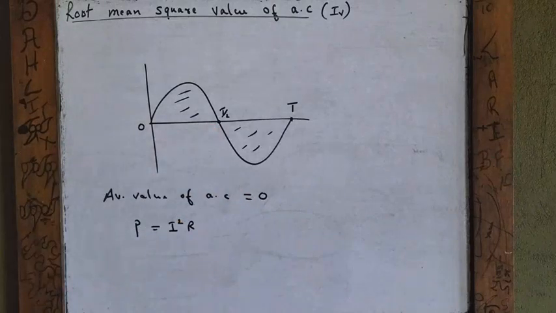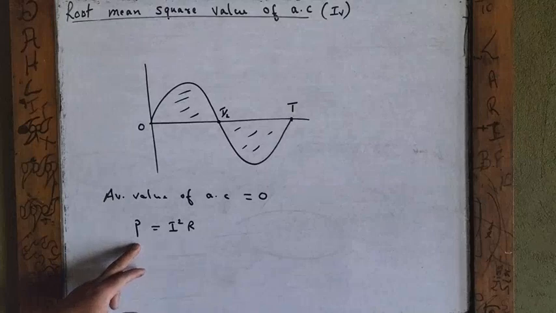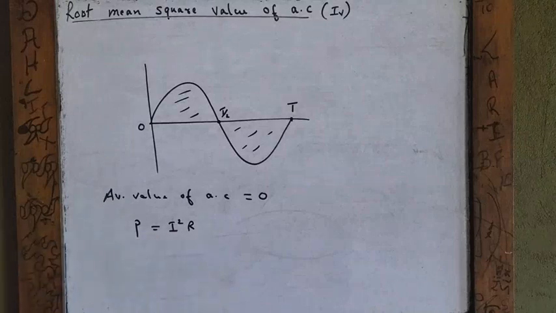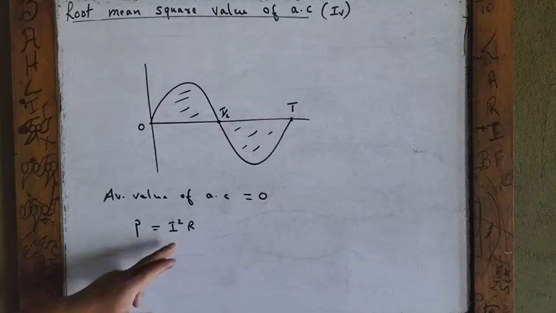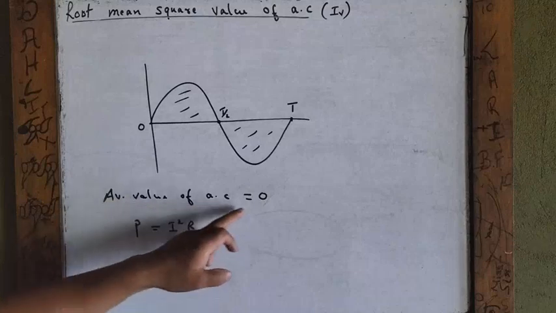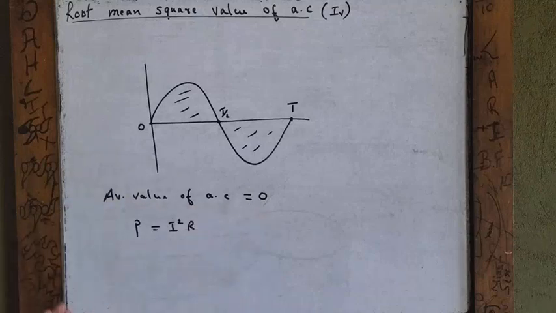Alright. Now let us calculate the electric power. The electric power is given by this formula, I square R. This I here is the average value. But for an alternating current, the average value is 0. So when the average value is 0, it means here that the electric power of the alternating current will be 0.